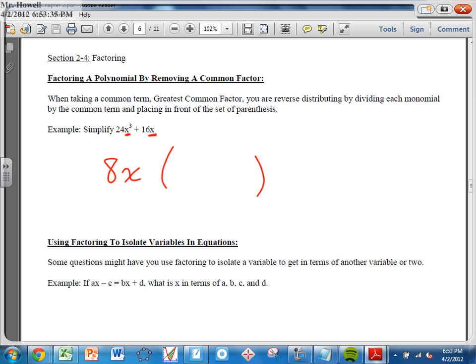Now, the easiest way to remember what's left over, in your mind, divide by your GCF. You end up here getting just 24 over 8, which is 3. X cubed over x is x squared from our rules earlier. Next, I'm going to get 16x over 8x. The x's cancel, and 16 over 8 is just 2. I carry the plus sign over from here into the middle to remind myself.